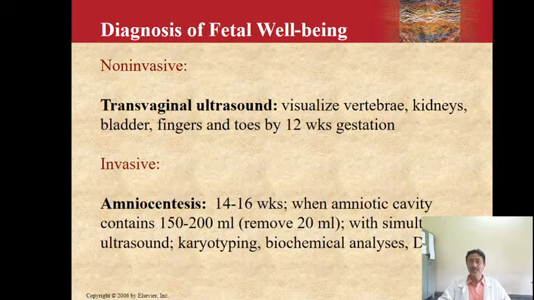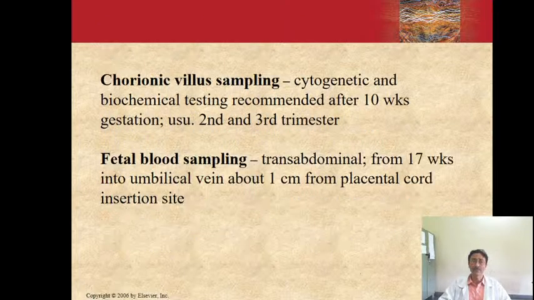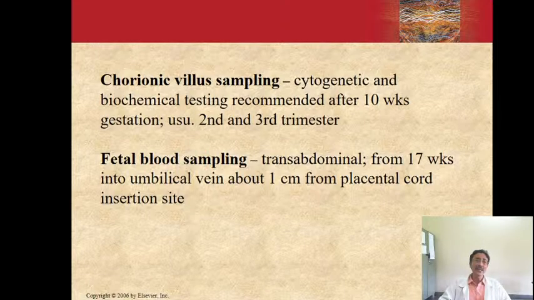When it is 14 to 16 weeks, you introduce a needle into the amniotic cavity, where there is around 200 ml of amniotic fluid. You just remove around 20 ml and do karyotyping and a biochemical analysis study of the DNA for any genetic abnormalities present. The other method is chorionic villus sampling. It is cytogenetic; after 10 weeks of gestation, usually you take out the villus and send it to a genetic center for studying and biochemical testing.